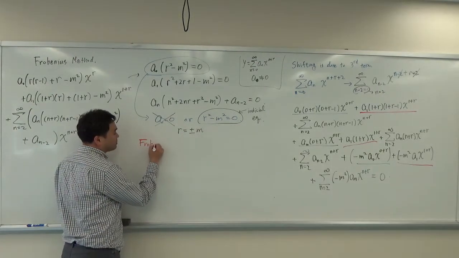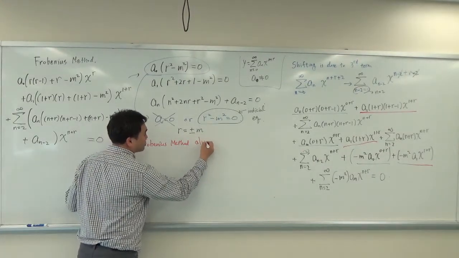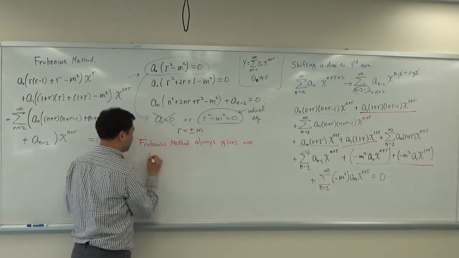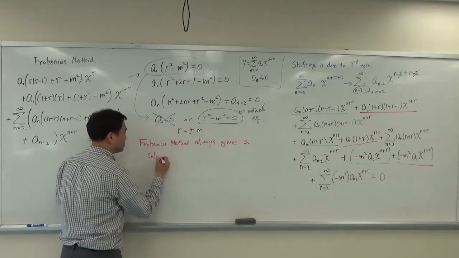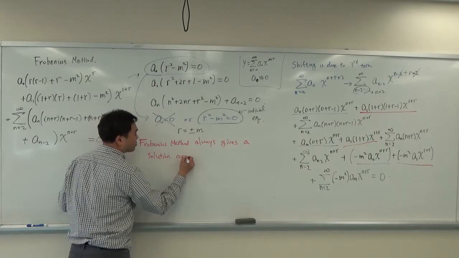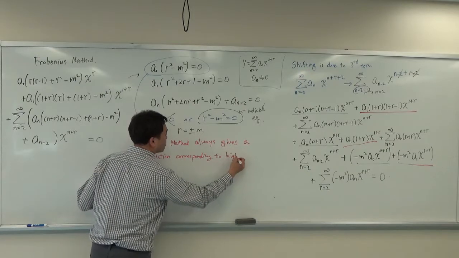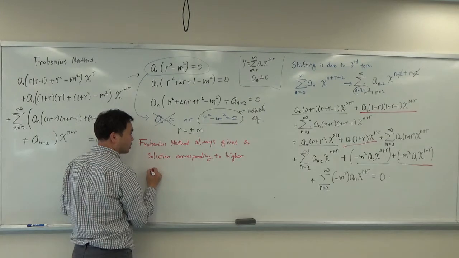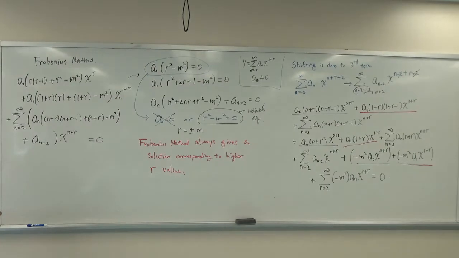Frobenius method always gives a solution corresponding to the higher r value. So that's what we are going to do.